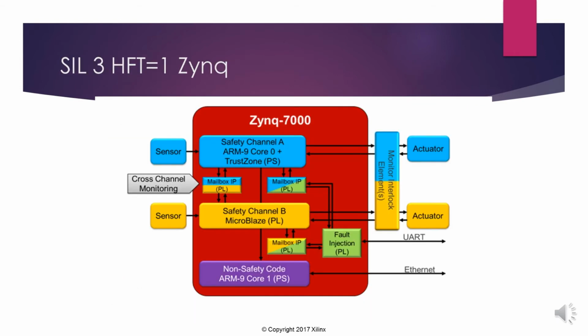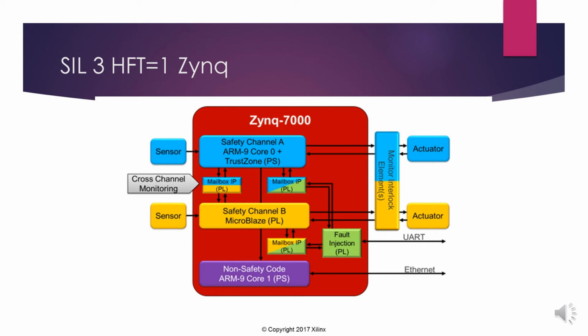Now, it's also possible to use the Zynq to create a SIL 3 HFT 1 system. There's a really great Xilinx application note on how you can do this. And how they've done this is, because of the system design that went into the Zynq, they've separated the processor system from the programmable logic system, such that they have independent power supplies, clocks, etc. So there are no real common cause failures, and that allows you to use the Zynq processor cores with TrustZone to implement one channel of the safety function, and put a MicroBlaze in the programmable logic to implement the second processing function and second safety chain.